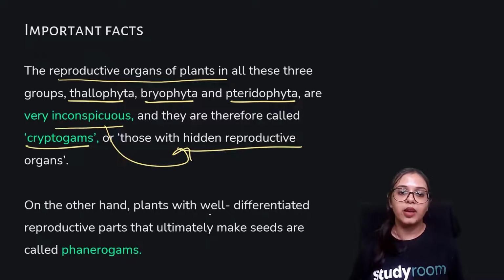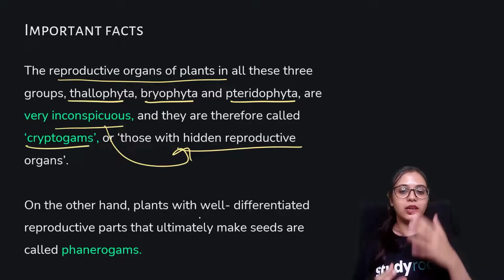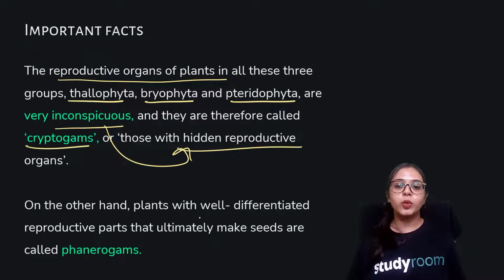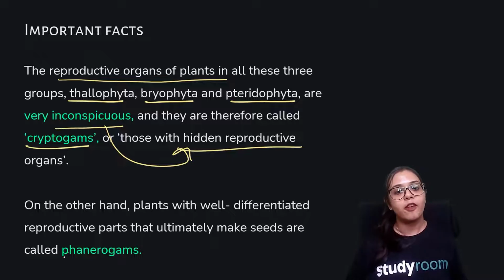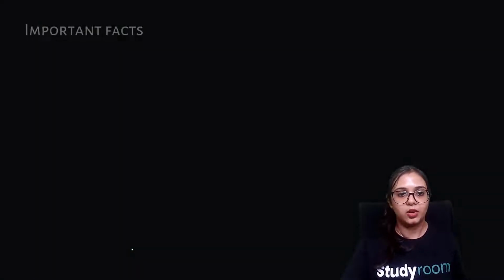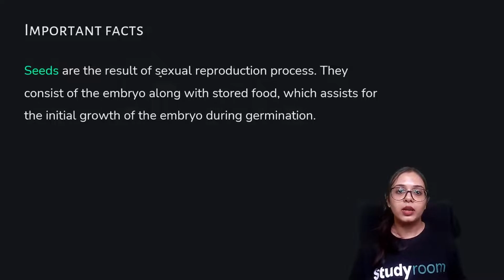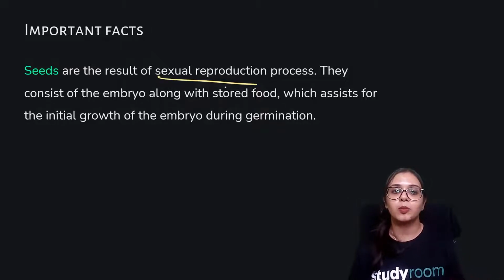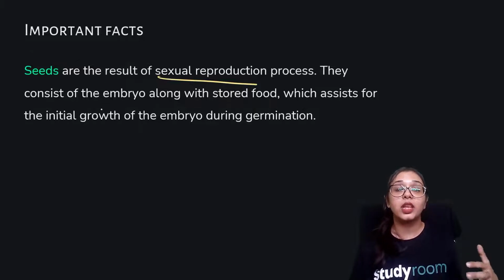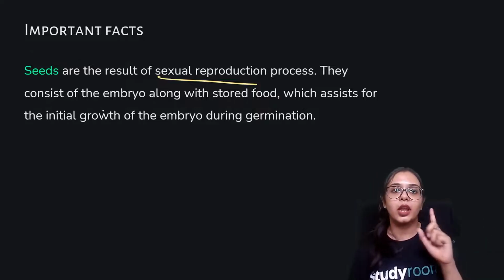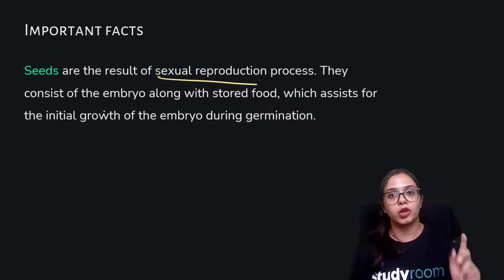On the other hand, plants with well differentiated reproductive parts that are likely to bear seeds. Obviously, if you have distinct, clearly visible reproductive parts, those plants would be able to bear seeds, and they are known as Phanerogams. And we know that seeds are the result of the sexual reproduction process. So when there is a sexual reproduction process taking place, as a result, you will get seeds. So all Phanerogams produce seeds. Pteridophyta are not seed bearing plants, so there is no sexual reproduction happening there.